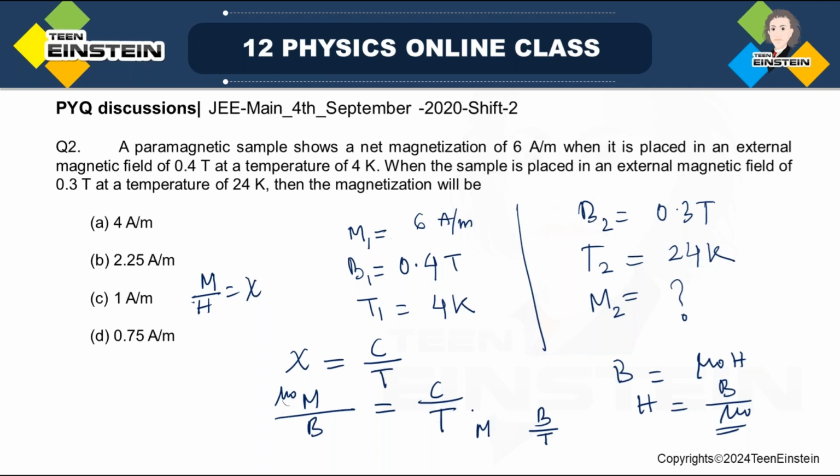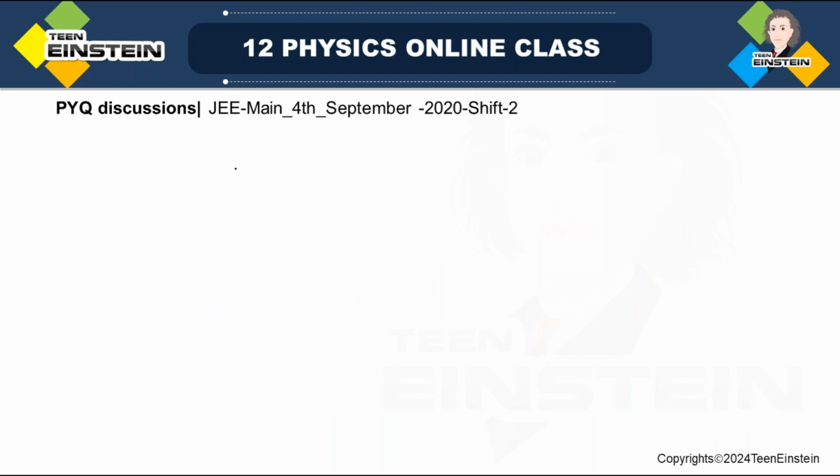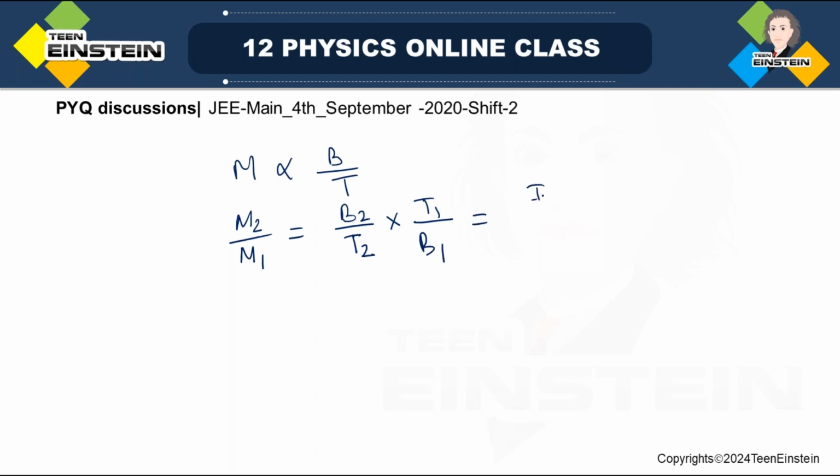Let us say we divide both sides with mu naught, so this constant will be some different constant other than the Curie constant. So I can write M is equal to kB by T, or in other words, it is directly proportional to B and inversely proportional to temperature. So I can write M2 by M1 is B2 by T2, and it is T1 by B1. Okay, so T1 by T2 and B2 by B1.